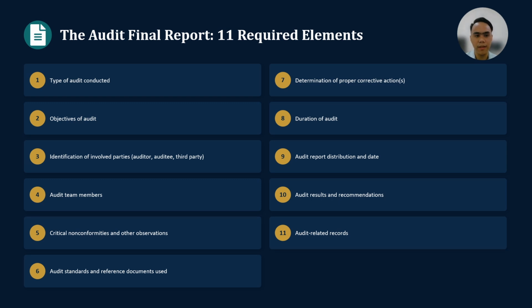So one is the type of audit conducted, two is the objective of the audit, three is the identification of involved parties, like the auditor, auditee, and the third party. Four is the auditee members. Five is the critical nonconformities and other observations. Six is the audit standards and the reference documents used. Seven is the determination of proper corrective actions. Eight is the duration of audit. Nine is the audit report distribution and date. And ten is the results, recommendations, and the audit-related results.